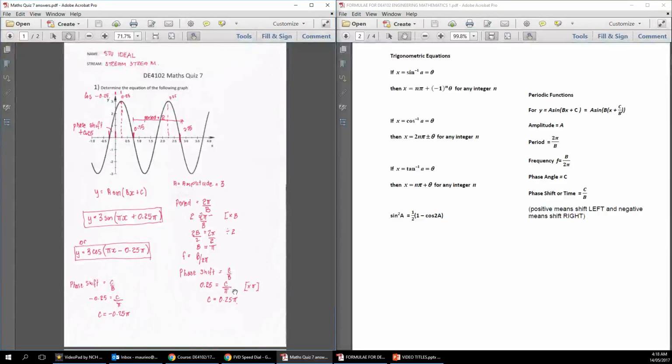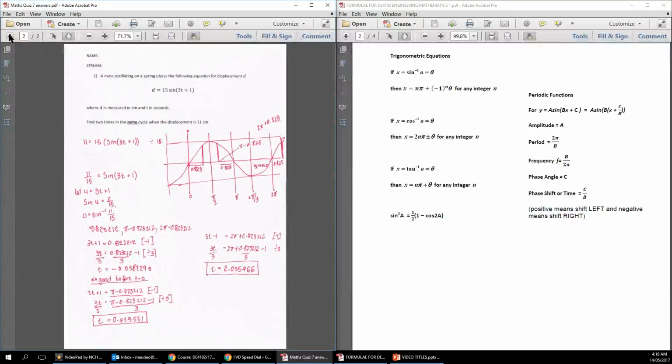But yeah, alrighty. So let's move on to question 2. Here's question 2, and it says, a mass oscillating on a spring obeys the following equation for displacement D. D equals 15 sine 3t plus 1, where D is measured in centimetres and t in seconds. Find 2 times in the same cycle when the displacement is 11 centimetres.